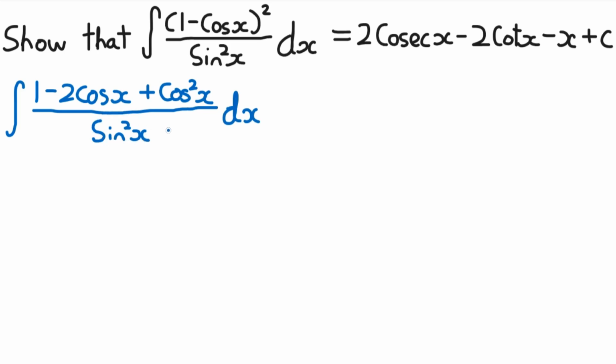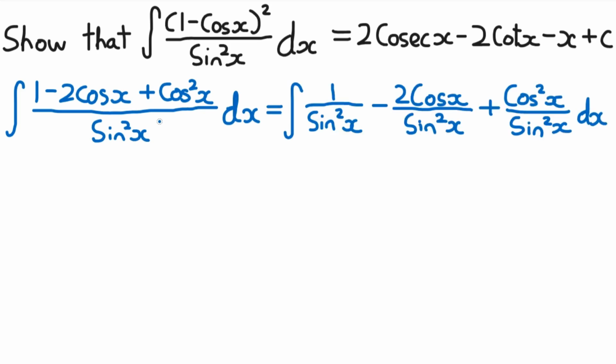And then what we can do is, as we've got 3 terms in the numerator and 1 in the denominator, we can split up this fraction like this, so it becomes 1 over sin squared x minus 2 cos of x over sin squared of x plus cos squared of x over sin squared of x.